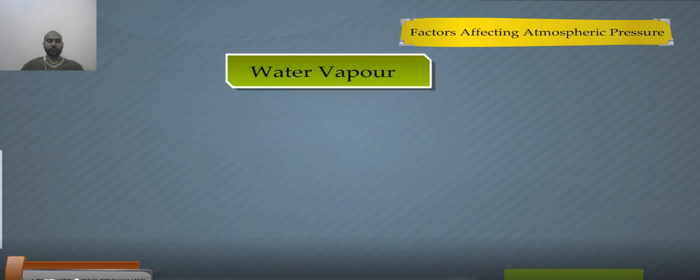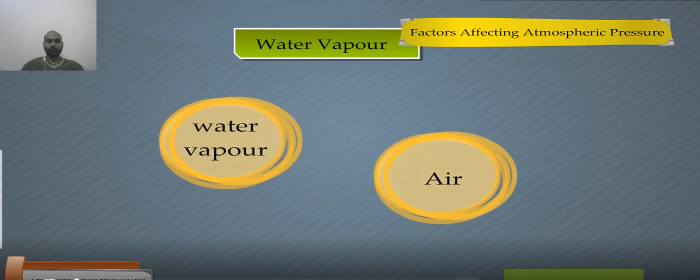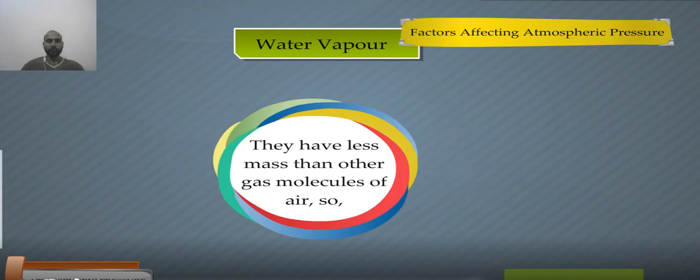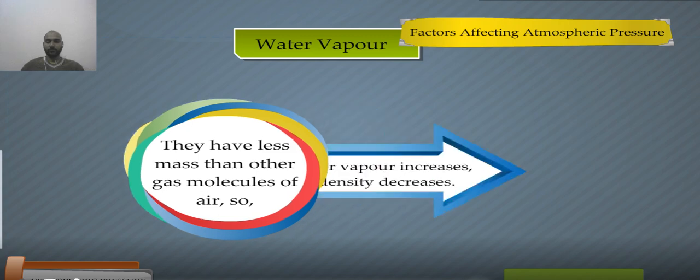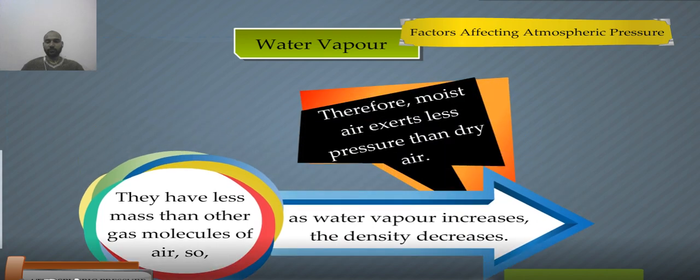Water vapor. The air containing more water vapor is lighter than the air which has little or no water vapor. It is because water molecules have less mass than other gas molecules of air. So, as water vapor increases, the density decreases. Therefore, moist air exerts less pressure than dry air.